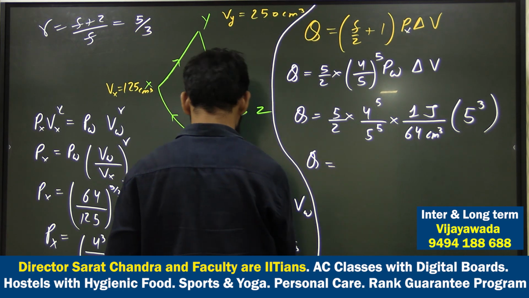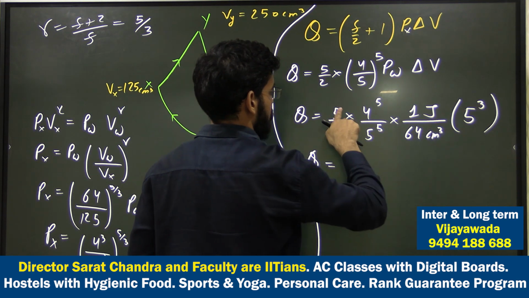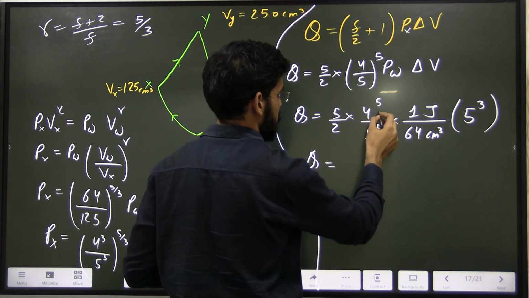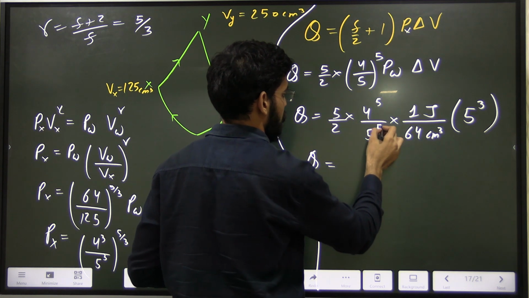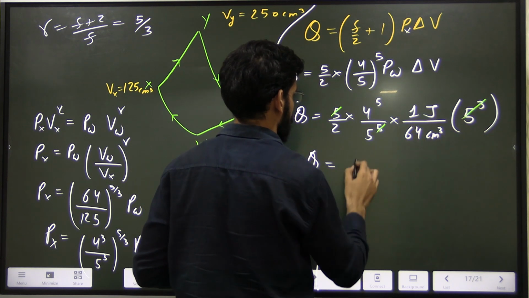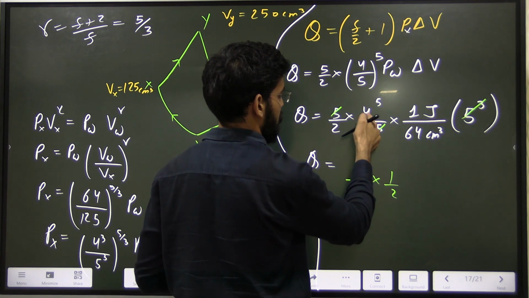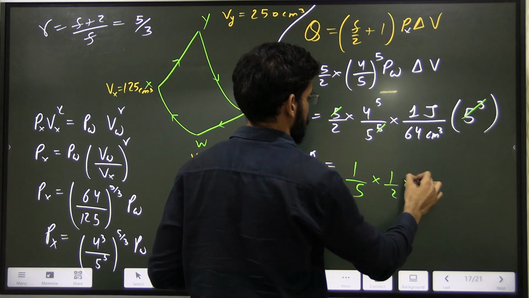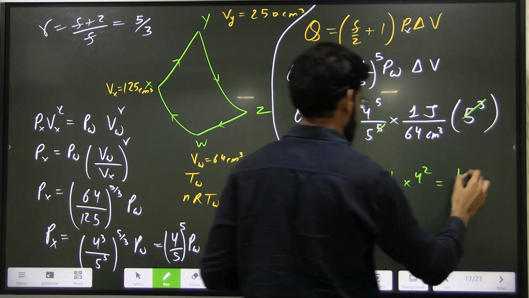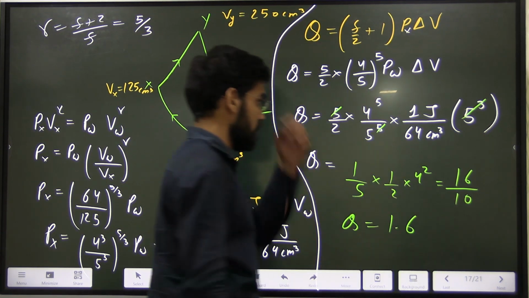Q is equal to, now if I see here 5 to the power 5, 3 here, 4 here, 1 is only remaining, and here 4 4 is 16, 16 64 gone. So here power 5, this 4 gone, 1 by 5 will come, into 1 by 2 is this one. And 4 to the power 5 you can write as 4 cube into 4 square, 4 square you can keep, 64 went with this. This is remaining 16 by 10. Q is equal to 1.6. Don't make a calculation mistake here.